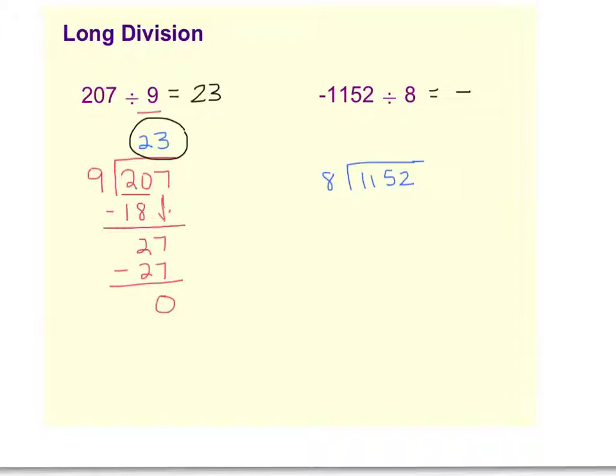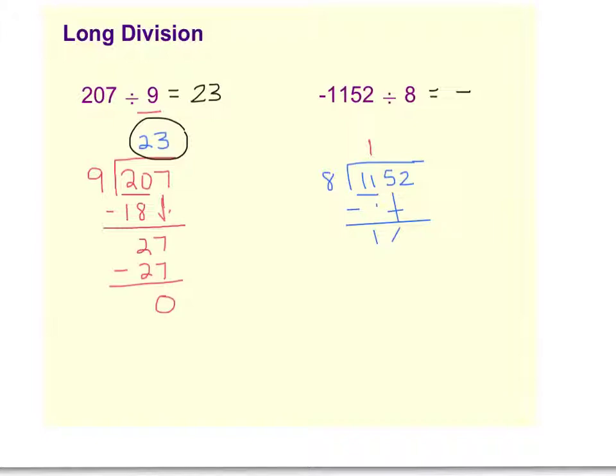So first, will 8 fit into 1? Nope, 1 is too small. So we're going to extend that one digit and say, will 8 fit into 11? 8 fits into 11 just one time without going over. So now we multiply. 1 times 8 is 8, and we subtract. 11 minus 8 is 3. Bring down the next digit.